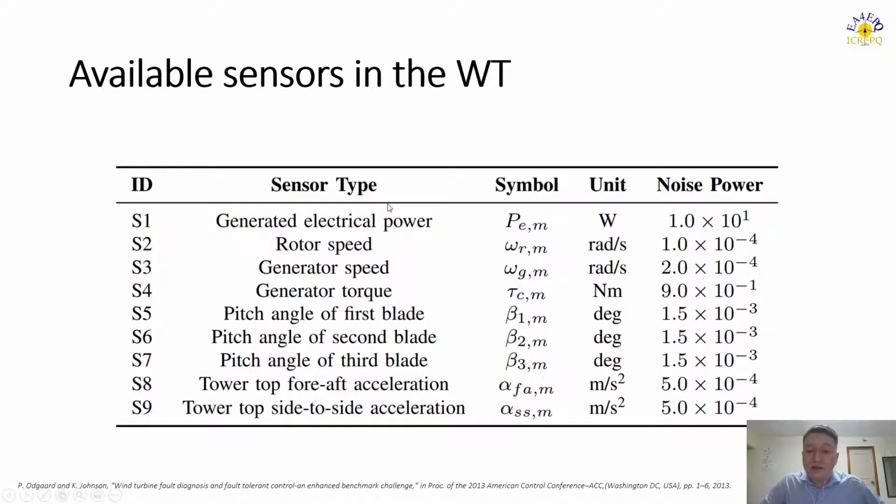In this other table, we have instead the sensors installed in the simulated wind turbine, like generated electrical power, rotor speed, generator torque, etc. As we see, we have also added a little bit of noise in order to make the simulation more realistic.